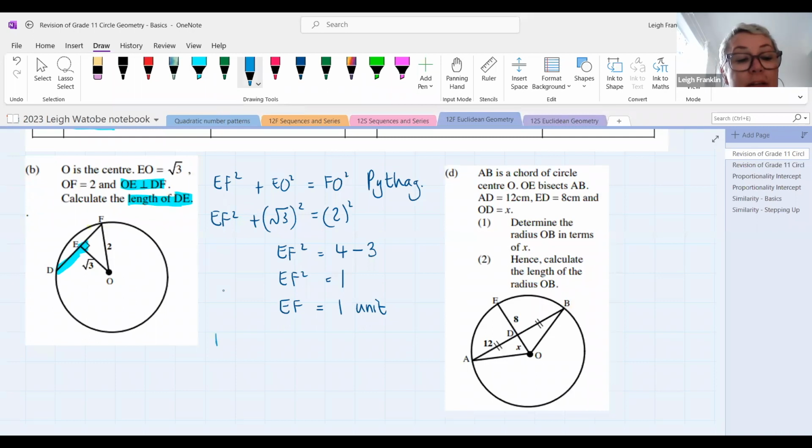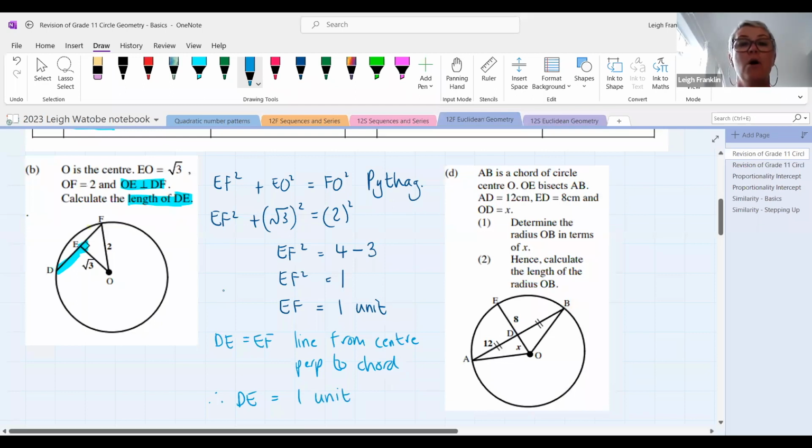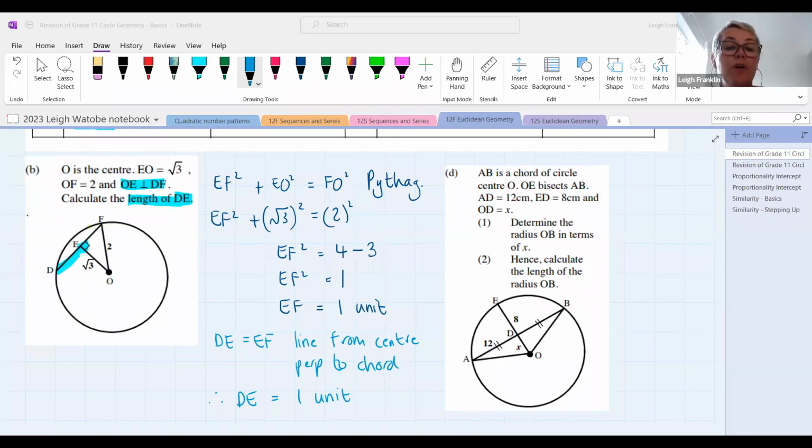I'm going to say here that DE equals EF, line from center perpendicular to chord. So therefore, DE is also equal to 1 unit. Okay, so now I can see there were a few hands that went up. No, you're not going to be penalized if you don't write the word units. I'm just writing it because we're talking about distance. Okay, that's fine.